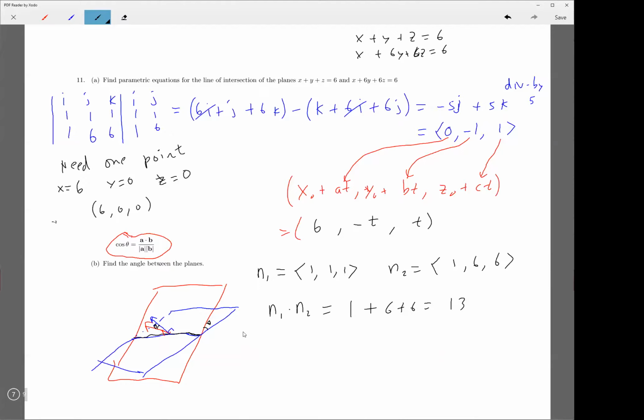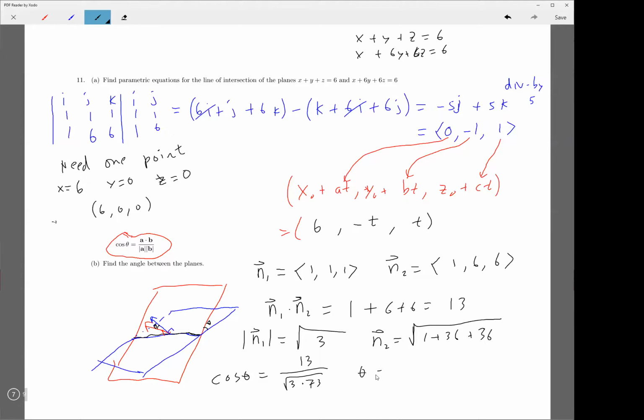And then the length of the first vector is going to be the square root of 1, 1, 1, so square root of 3. And the length of the second vector, I should put arrows above these, is going to be the square root of 1 plus 36 plus 36. So I'm squaring those and adding together. And so the cosine of theta is going to be 13 divided by the square root of 3 times, and then what's this, 73.